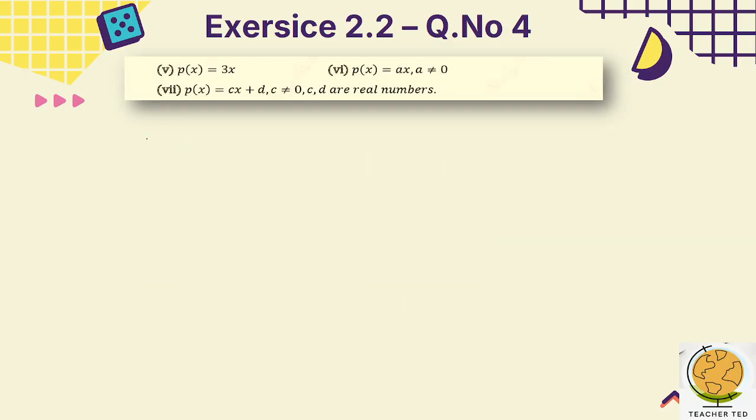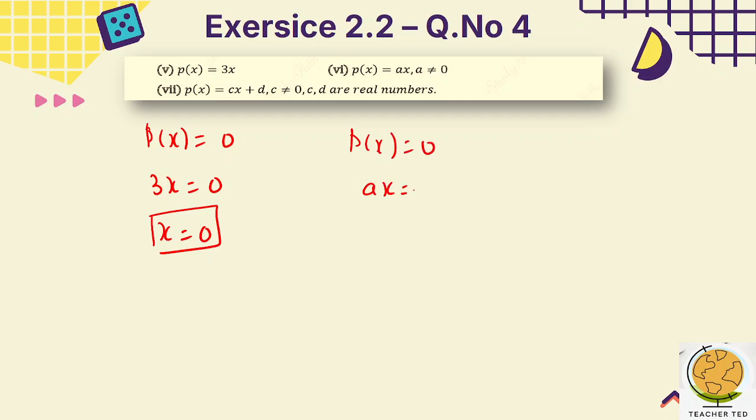The fifth one, p of x is equal to 0. 3x is equal to 0. X is equal to 0. So 0 is the 0 of the given polynomial, the value when it becomes 0. So p of x is equal to 0. Again ax is equal to 0. A should not be equal to 0. They have given like that. So again x is equal to 0. So 0 is a 0 of the polynomial.